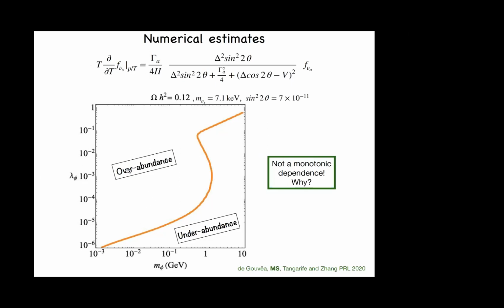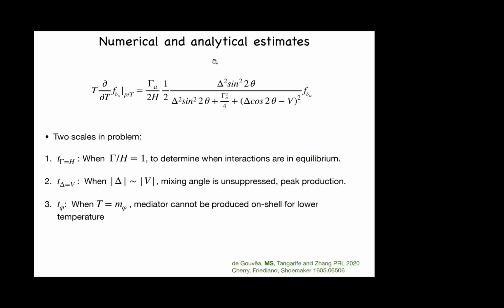If you go above this curve, you have an overabundance of dark matter. If you go below, you have an underabundance of dark matter. So we try to understand or explain this curve through analytic means. So how do we do that? We look at this equation, and then we try to look at different limits in which you can actually solve this equation analytically. It turns out that that is indeed possible.